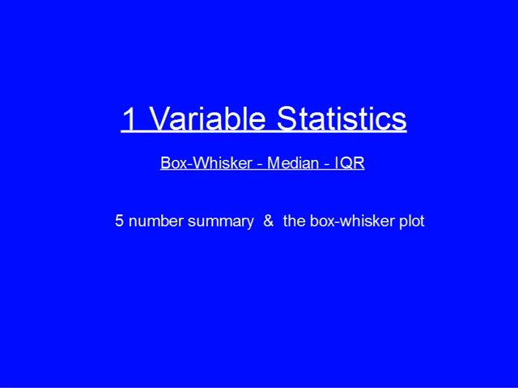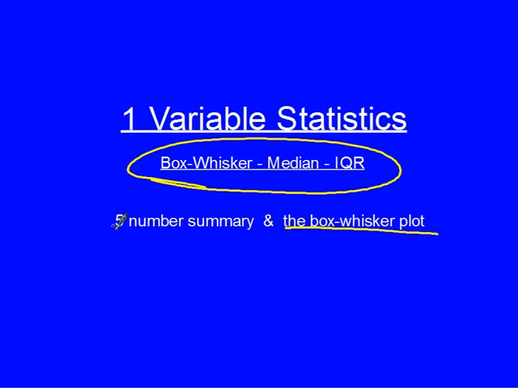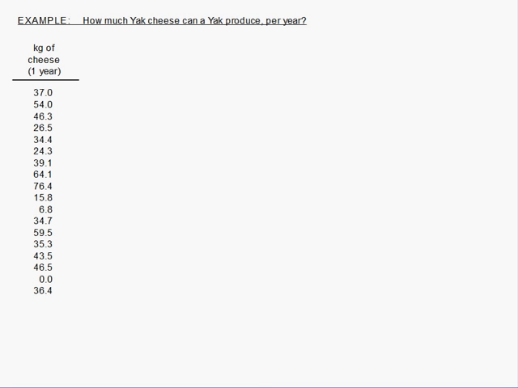We have finally made it to the second system, the box whisker median IQR. We're going to learn how to make a box whisker plot, and to do that we need a 5-number summary. Let's get to the question.